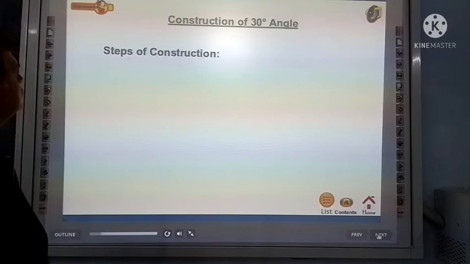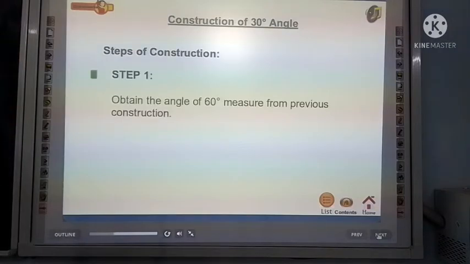Let's construct an angle of 30 degrees. Step 1. Obtain the angle of measure 60 degrees from the previous construction.